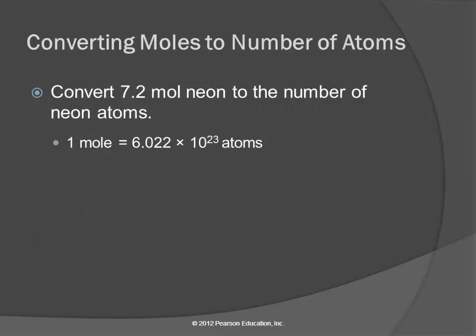So we use this as a conversion factor. So 1 mole equals 6.022 times 10 to the 23rd atoms. This is a conversion factor. So we can do problems like this. Convert 7.2 moles of neon to number of neon atoms. So we're going from moles to atoms.